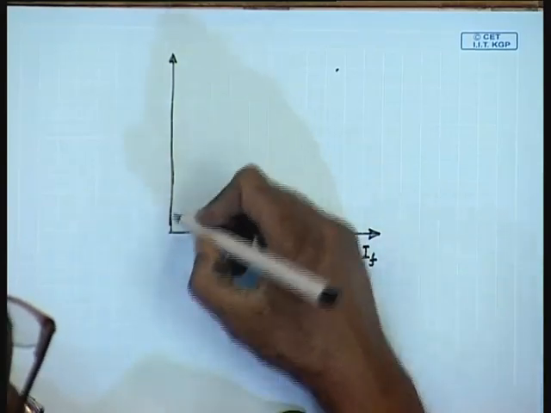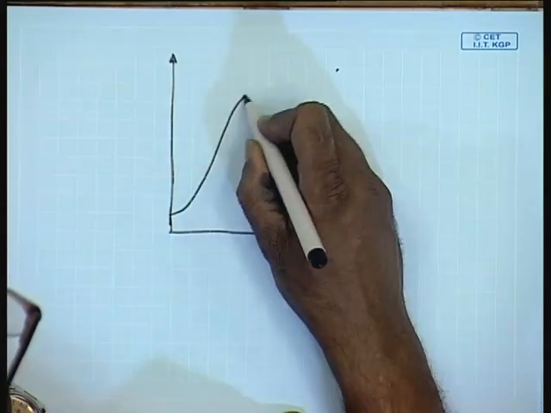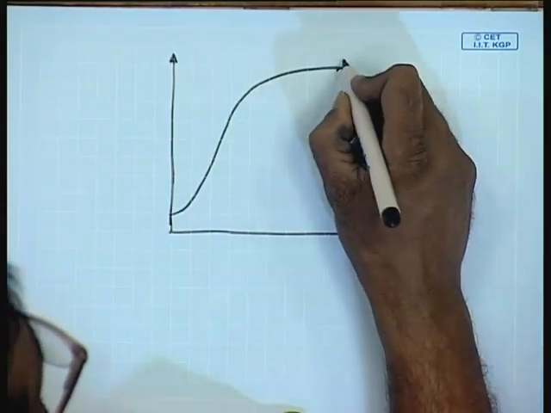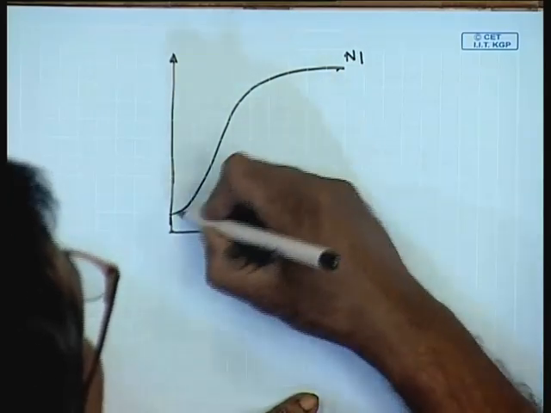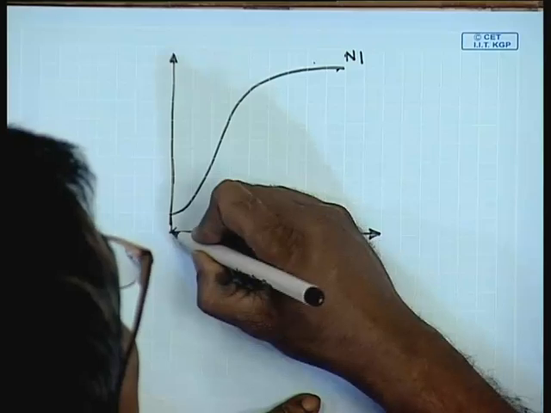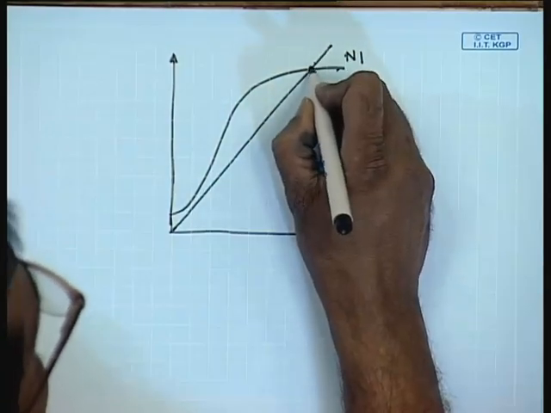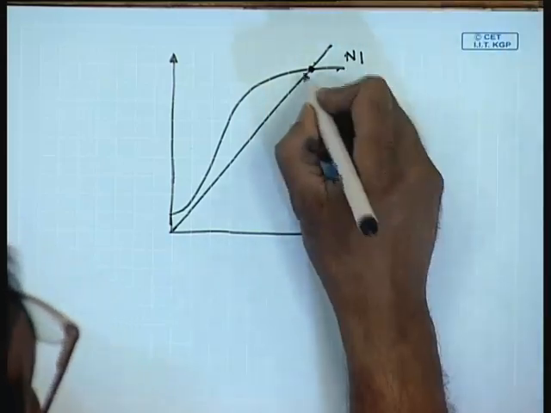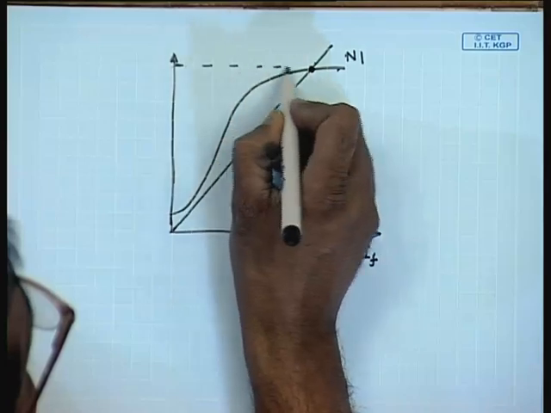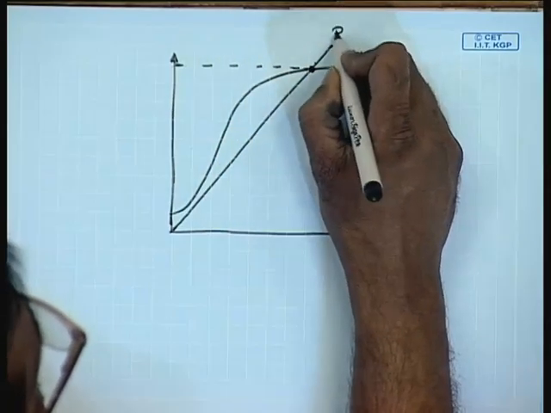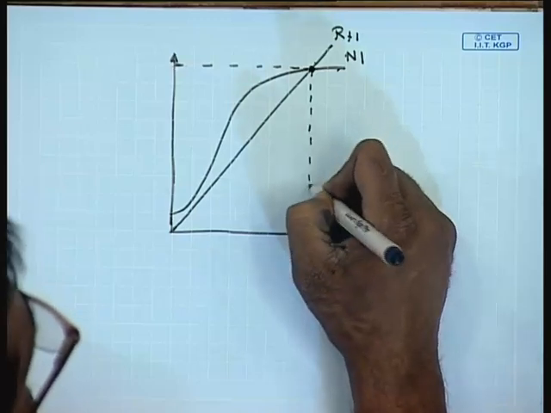Let us consider the shunt generator operating at a speed of n1 when the OCC is given by this curve with a given field resistance. The operating no load voltage is determined by the intersection of the field load line with the OCC.